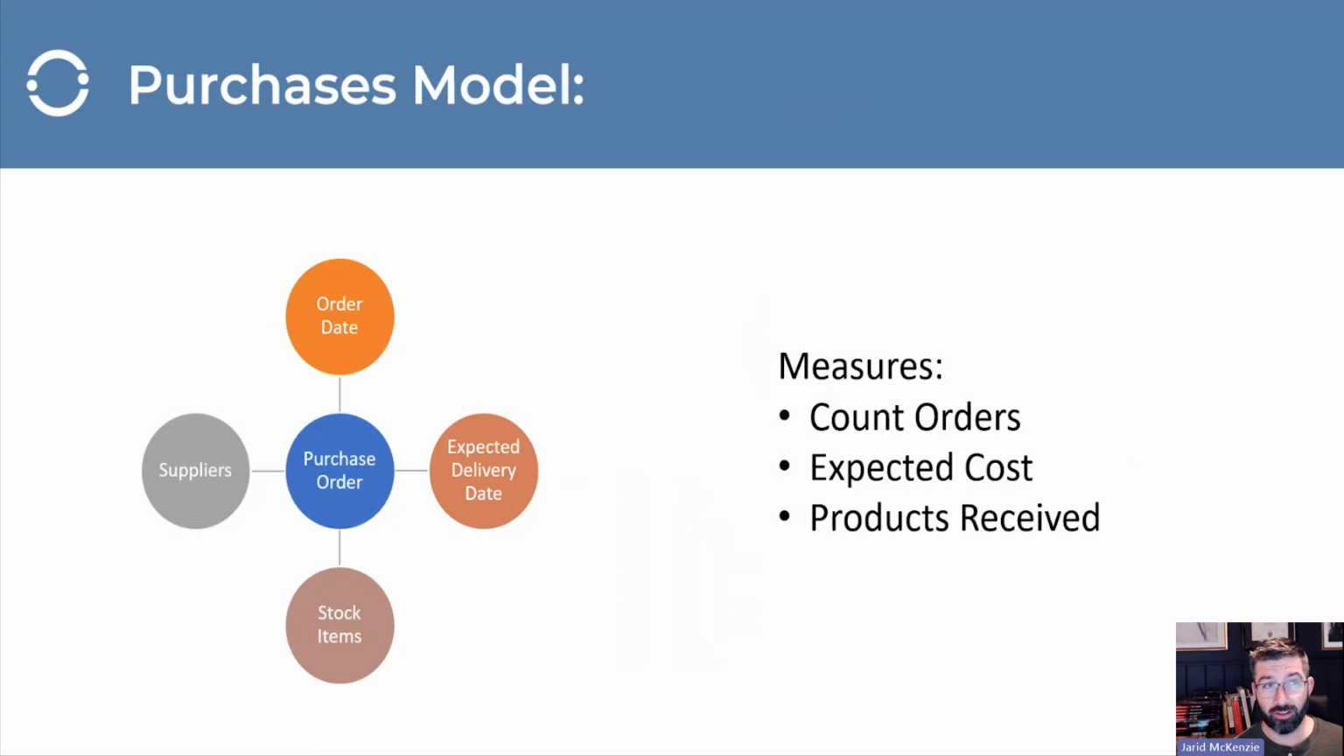So in order to model this in Power BI, it's really simple. I have a couple of different dimensions: my order date, my expected delivery date. I've got suppliers, I've got stock items, 4 different tables. And then I've got a central fact table that stores all the values that I'm using to measure this. I can count my orders, I can get my expected costs, and I can talk about how many products I've actually received. So that's basically it when it comes to data models.